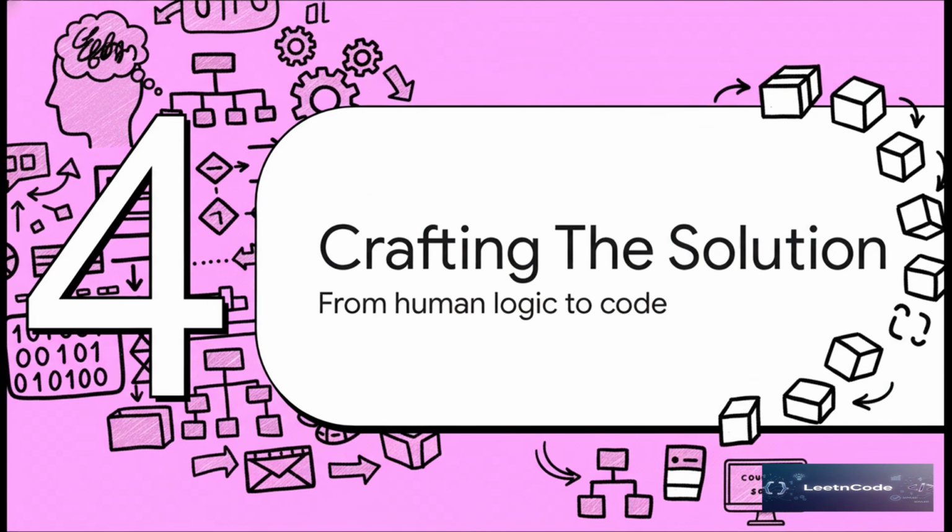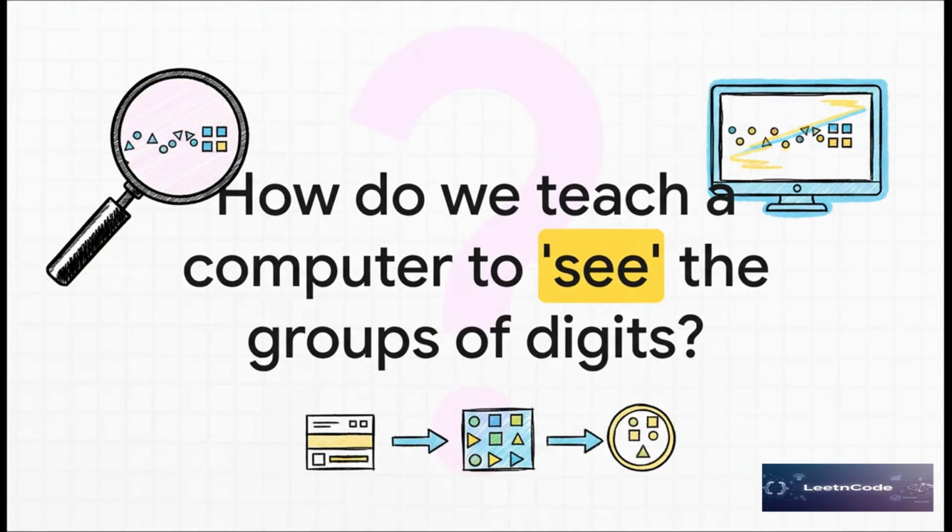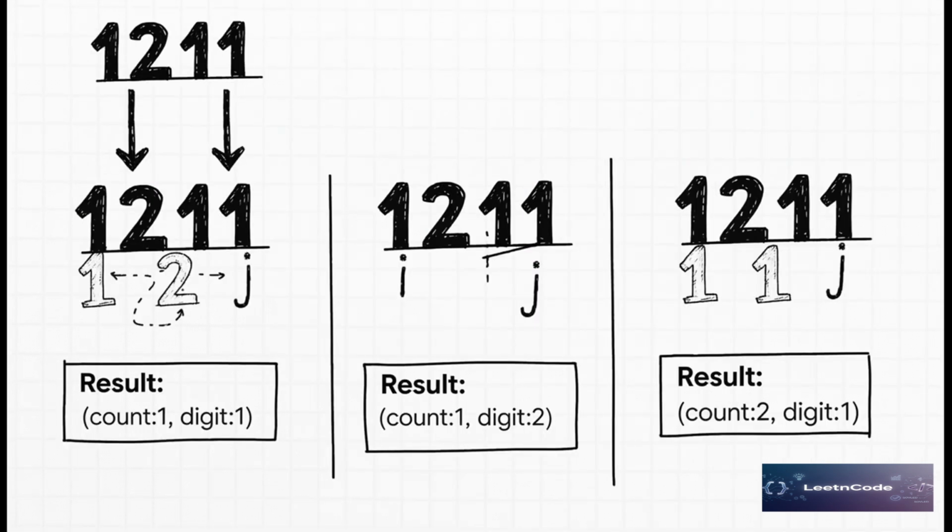But how do we teach a computer to follow a rule that's based on description? Let's talk about crafting an actual algorithm. Because this is the key challenge, right? It's easy for us to just glance at the string and see the groups, but a computer can't see like we do. It needs a very precise, step-by-step way to scan the string and identify those groups. So how do we automate this?